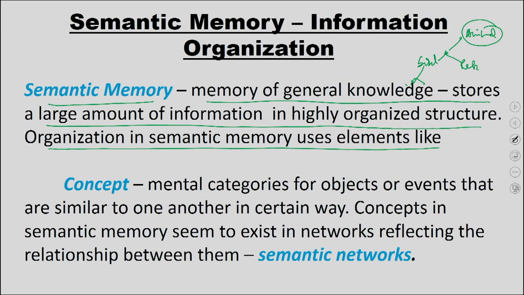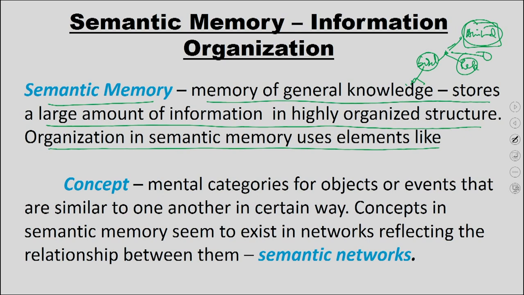If you look into it, it is like a node. The top node is animal. Within that, you have birds, reptiles and mammals. Within the birds, you will have different kinds of birds. Within the reptiles, you have different kinds of reptiles. Within the mammals, you will have different kinds of animals. So basically, information is arranged in a highly organized structure.